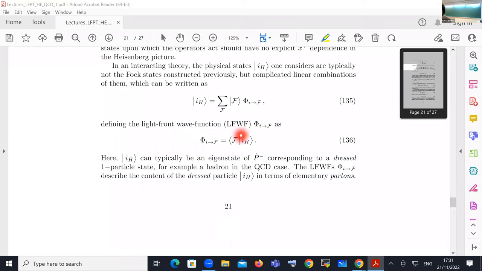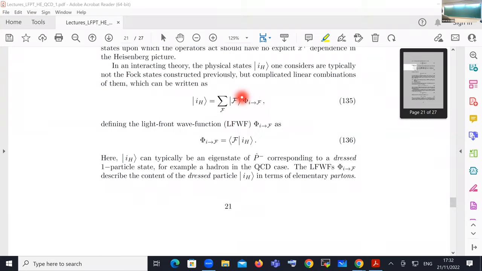So here, I was talking about Fock states before, and I was saying that they form a basis. Which means that if you are interested in some state of the theory in this Heisenberg picture, typically some physical state, whatever it means, you can in principle decompose it under this basis of Fock states. Here, implicitly, for states with the creation and annihilation operators defined at x plus equal zero.